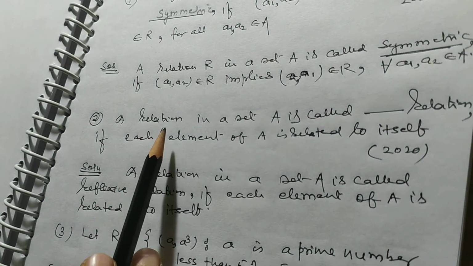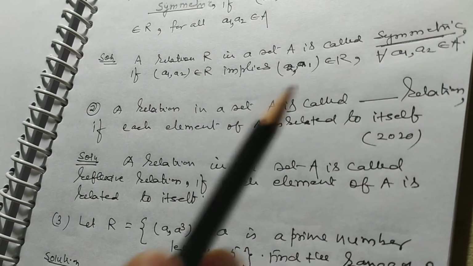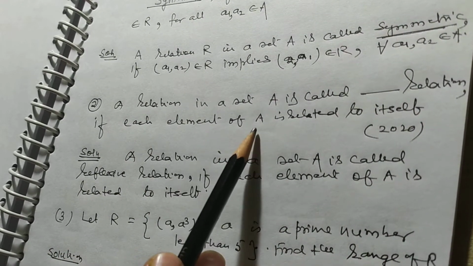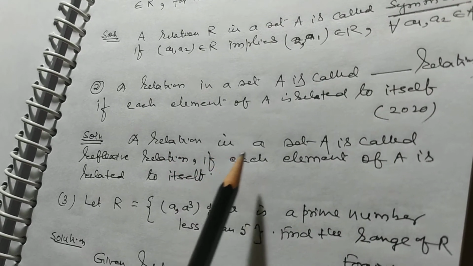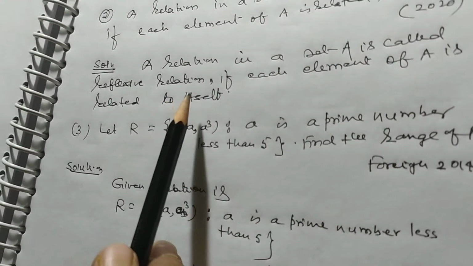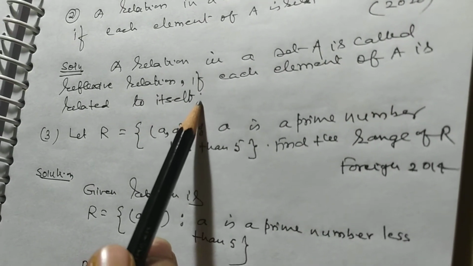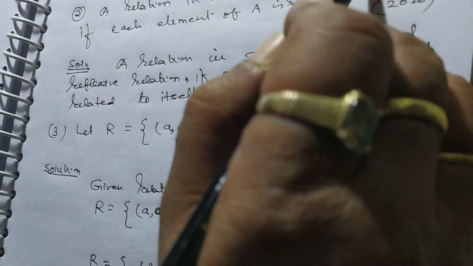Now, second question. A relation in a set A is called dash relation if each element of A is related to itself. A relation in a set A is called reflexive relation if each element of A is related to itself. So here you will write reflexive.